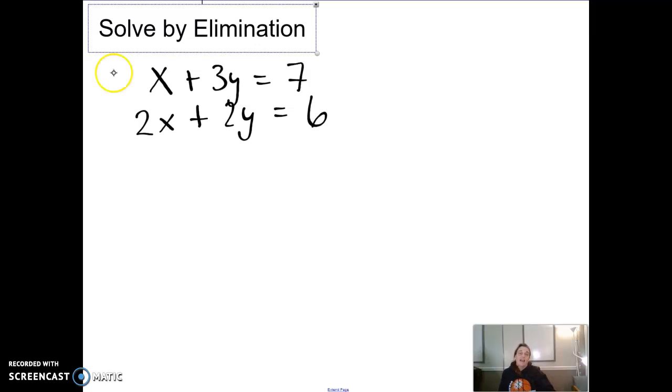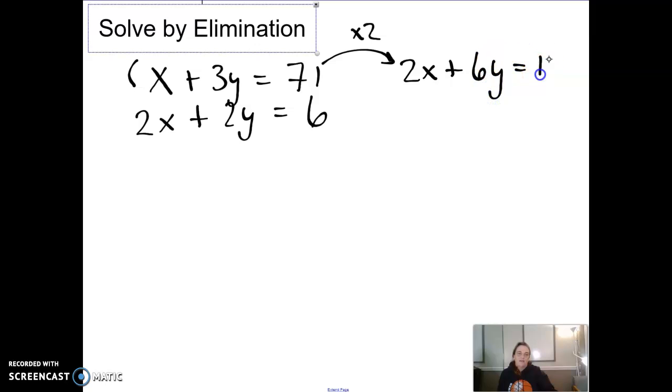So here, I don't even have any common coefficients, right? Sometimes it works. It's not working today. I don't even have any common coefficients. So what I'm going to do is take this entire equation and multiply it by 2. Right? Here I have a 2 and here I have a 1. If I multiply that entire equation, I get 2x plus 6y equals 14. This one I'm just going to copy across. 2x plus 2y equals 6.